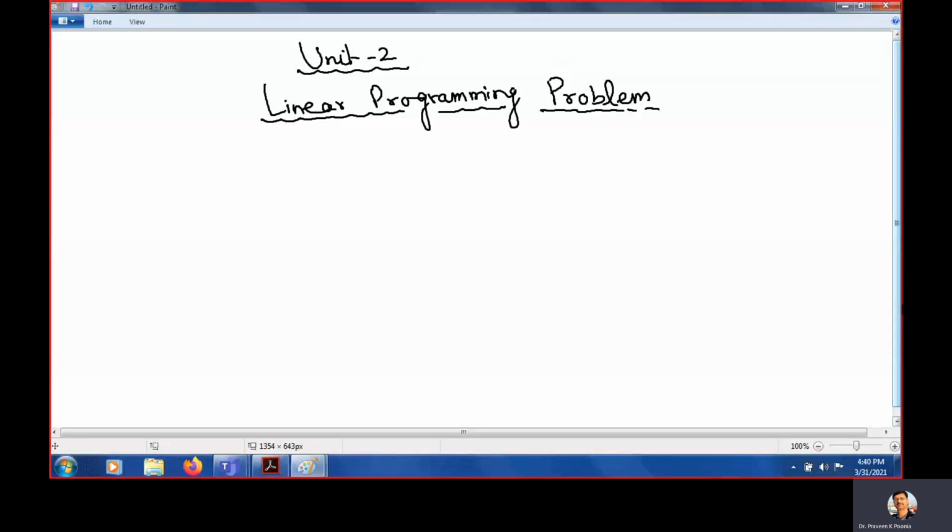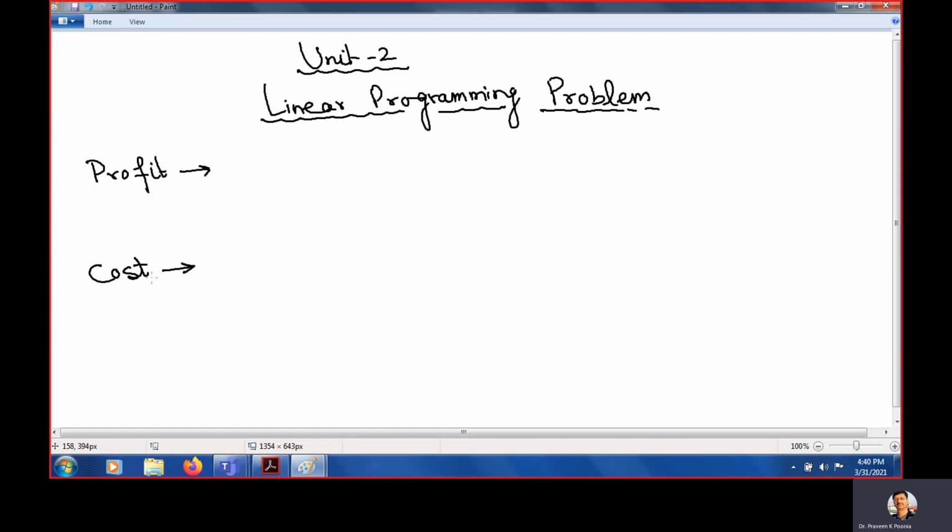Hello students. In the previous video, we learned what is linear programming problem. What we are going to do in a linear programming problem? In brief, we are considering here two important terms. One important term is profit, and another important term is cost.